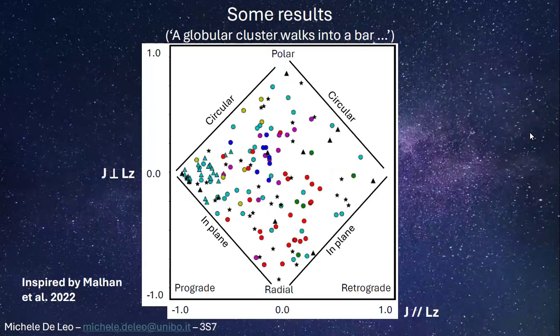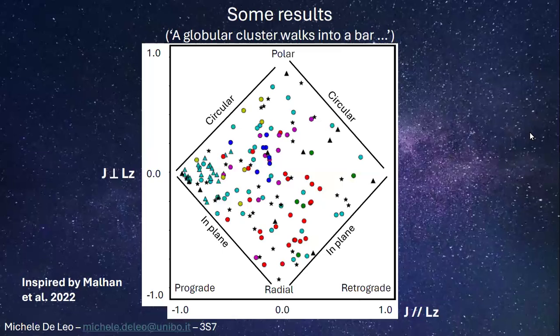So this will require some explanation. This is a plot that I made inspired by the work of Malan 2022, where I think you were one of the authors too. This uses the actions. The actions are like far removed cousins of the angular momenta, and they give us information regarding the type of orbit that an object had. So something very prograde will be on this side of the plot. Retrograde objects will be on the other side. If something is down here, it will have a radial orbit, up there a polar orbit.